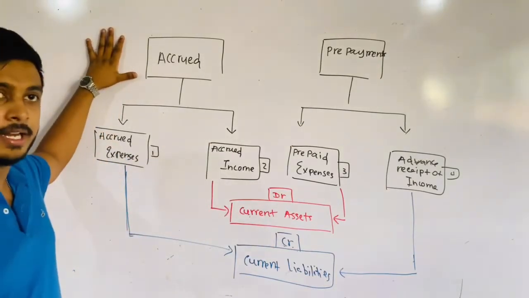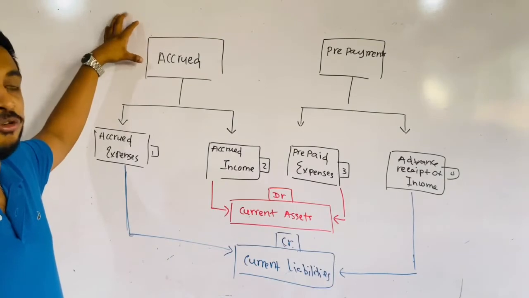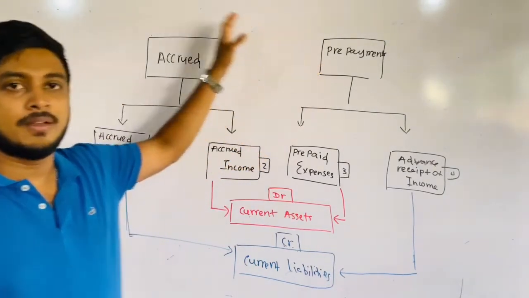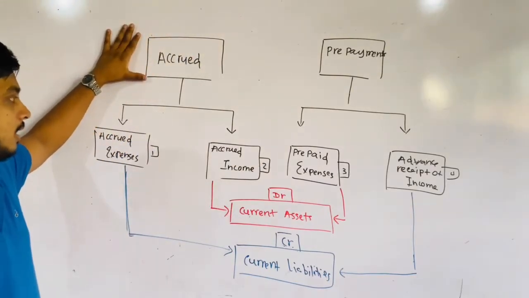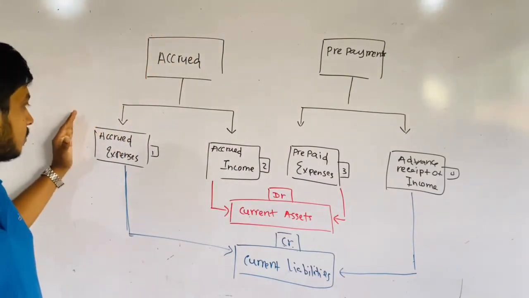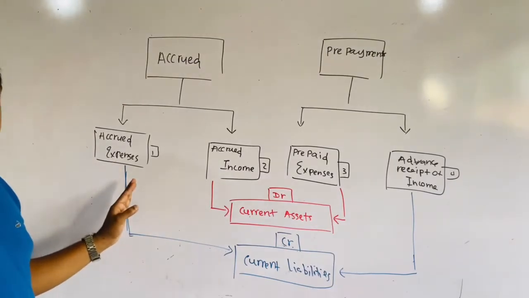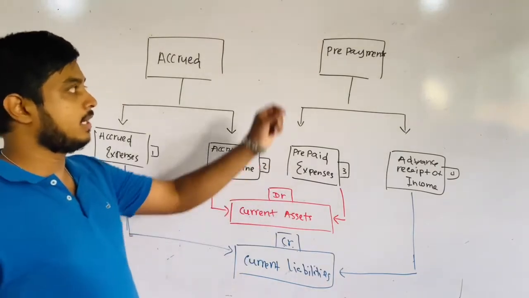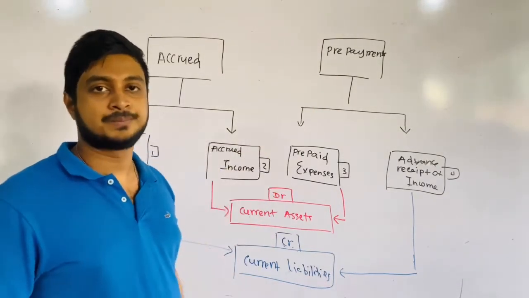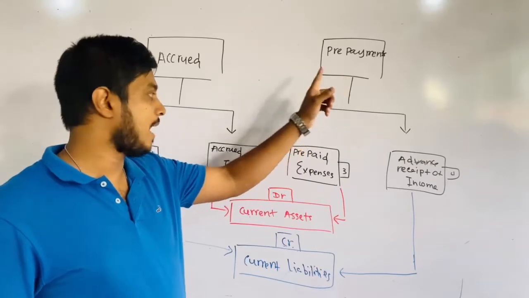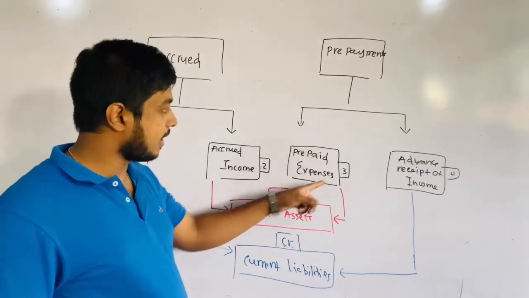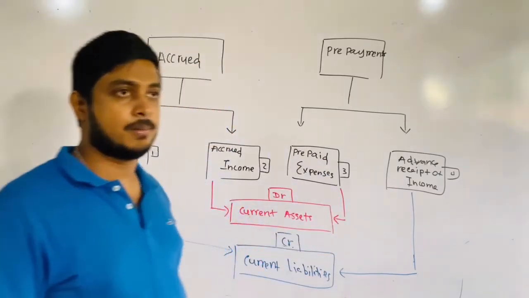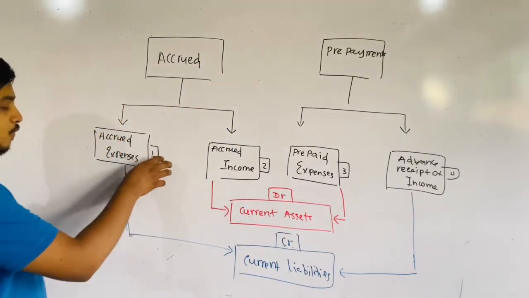First, we can categorize the accrued part into two categories and prepayments also into two categories. When it comes to the accrued part, the two categories are as follows: accrued expenses and accrued income. When it comes to prepayments or advance receipts, you can categorize prepaid expenses and advance receipts of income. So these are the four adjustments.